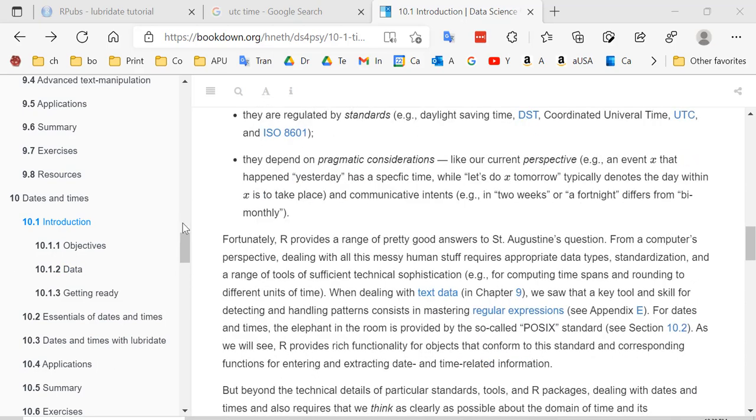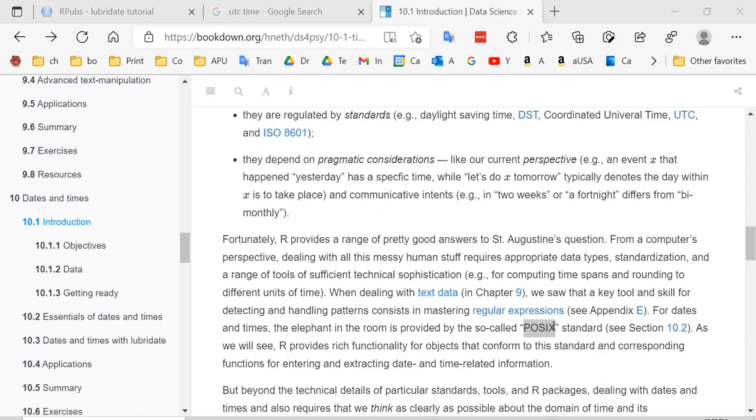Okay, let's keep going. It says, fortunately, R provides a range of pretty good answers to St. Augustine's question. From a computer's perspective, dealing with all this messy stuff requires appropriate data types, standardization, and a range of tools of sufficient technical sophistication, and so on. When dealing with text data, so that was in the previous chapter, talking about text data in R, we saw that a key tool was regular expressions. For dates and times, the elephant in the room is provided by the POSIX standard. So we will learn about this POSIX standard.